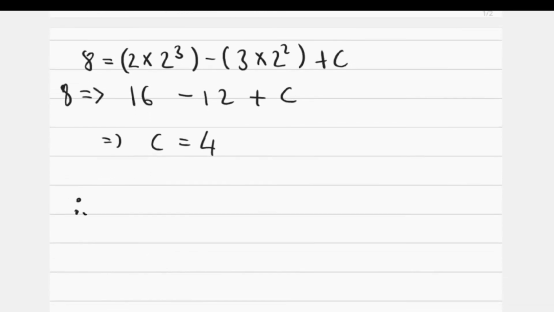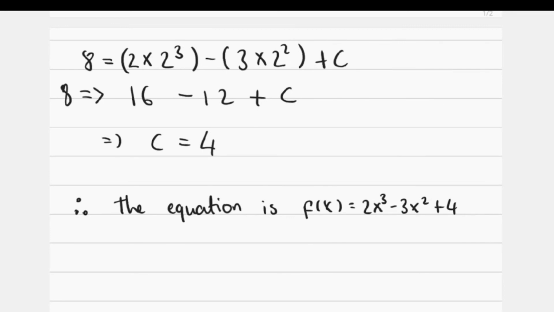Therefore, the equation is 2x to the power of 3, take away 3x squared plus 4. And this is how we can integrate in order to find the equation of the curves.